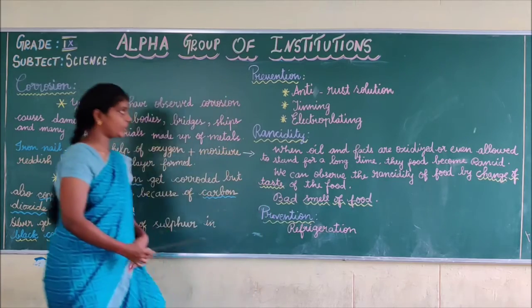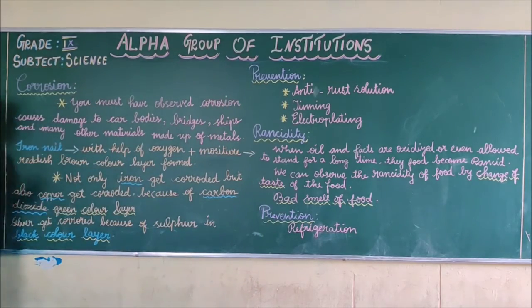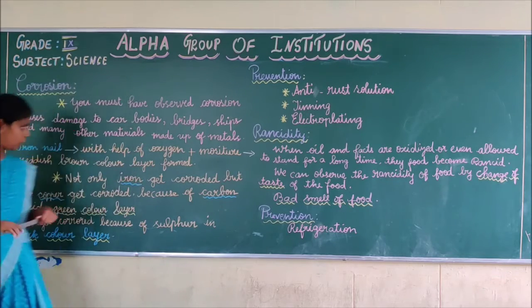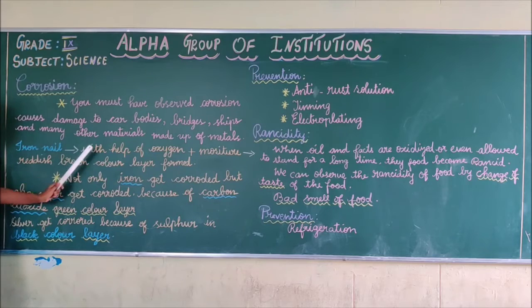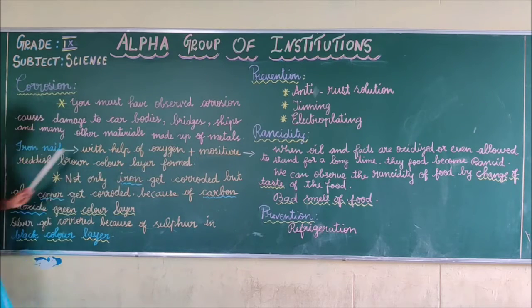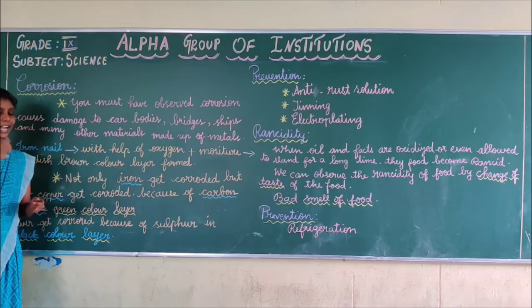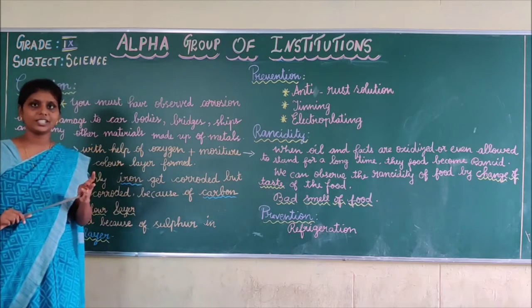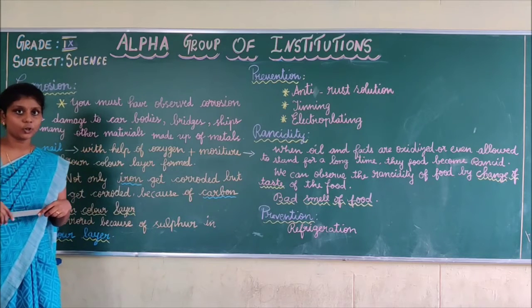First we are going to discuss why that iron nail changes into brownish color. Because with the help of oxygen and moisture, a reddish brown color layer forms. With the help of oxygen and moisture, the white iron nail changes into brownish color. Do you understand how the iron nail gets corroded?